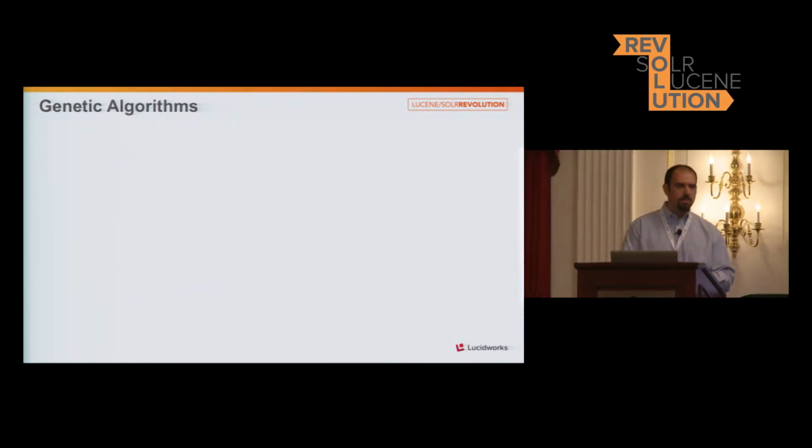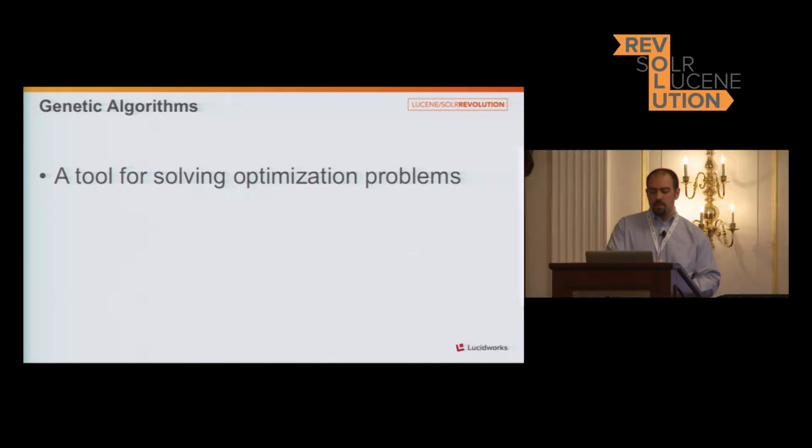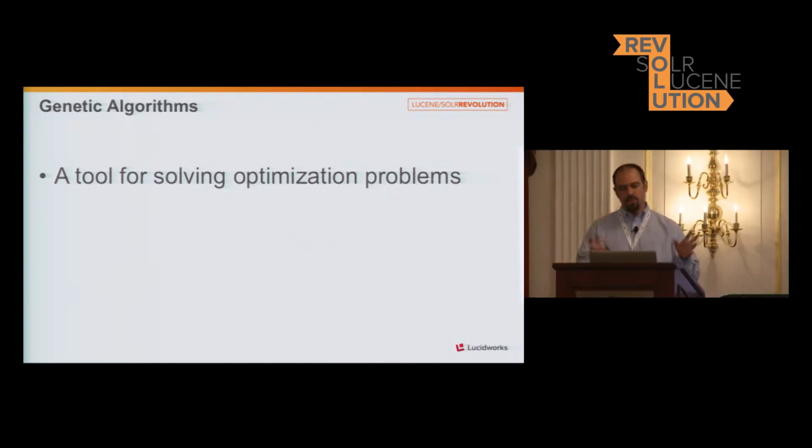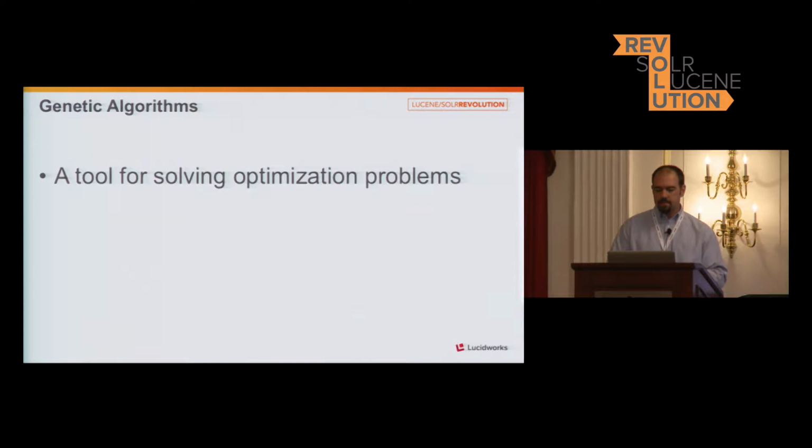So let's talk about genetic algorithms for a few minutes. Genetic algorithms are a tool for solving optimization problems. We have a set of data, it's a very large search space, and we want to optimize the results. I'm not contending that it's the only solution to those types of problems, but it's one that I've been very interested in and what I used here in this research.